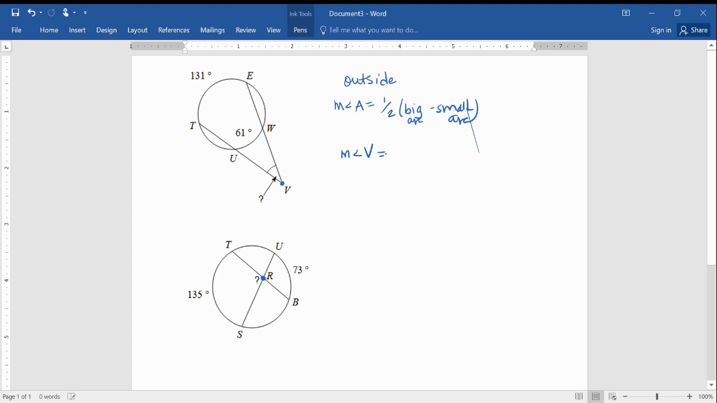So the measure of angle V is going to be equal to 1/2 of the measure of the big arc, and 131 is larger, so it will be first. And then we're going to take away the smaller intercepted arc, which is 61. When you subtract those, you will get 70. And 1/2 of 70 is 35 degrees. So that is the measure of angle V. All right, so that's what happens when it's outside the circle.